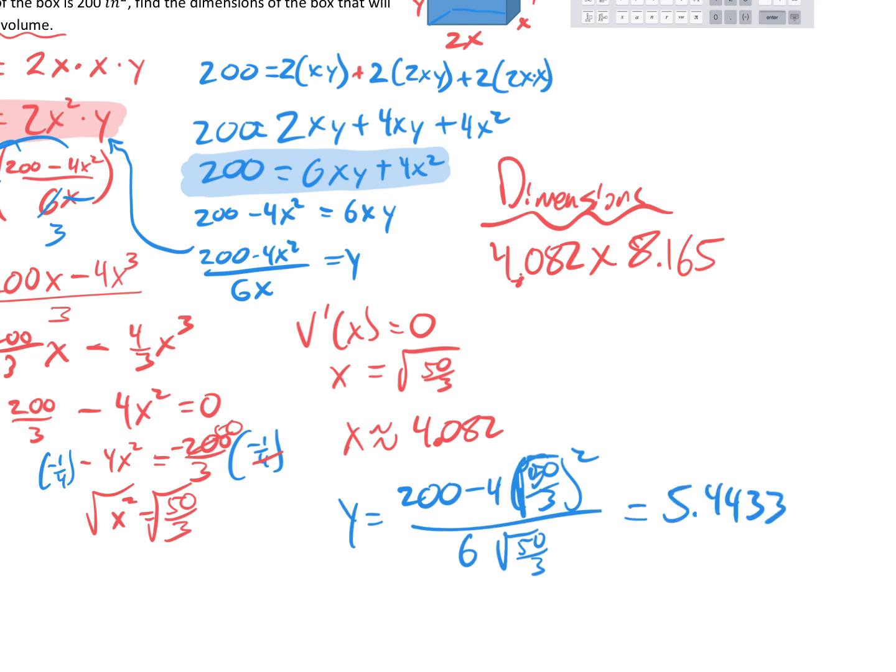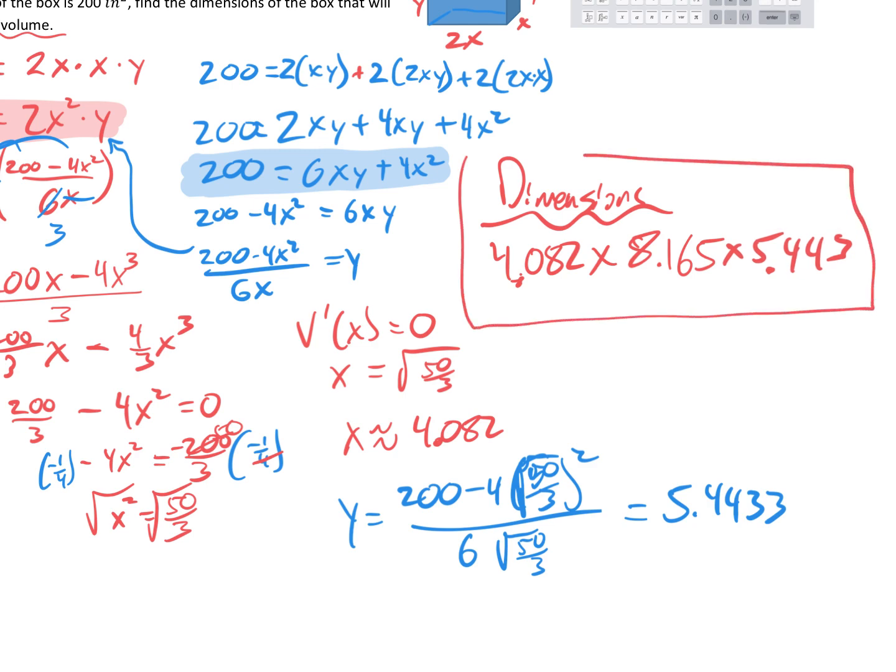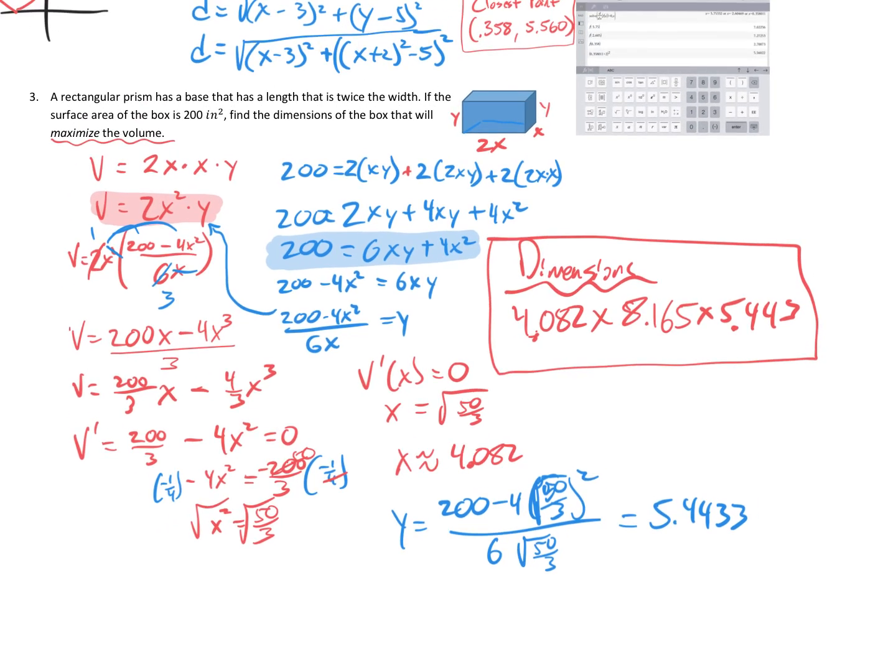And that comes out to be about 5.443. All right, there's our final answer for the dimensions of the box with the maximum volume.